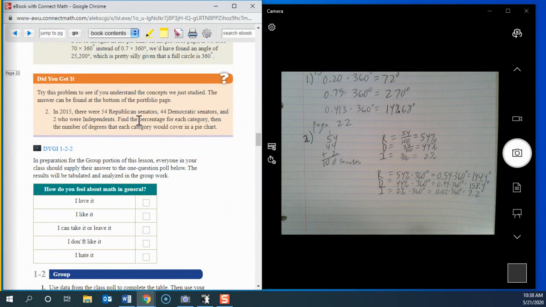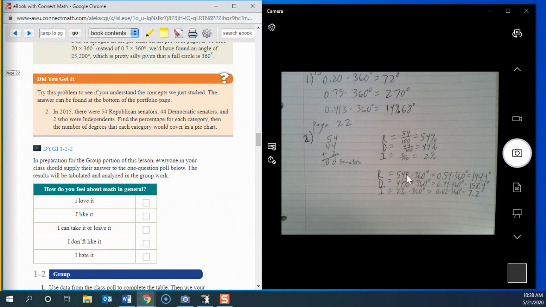Now the second portion, it says then the number of degrees that each category will cover in a pie chart. Now remember, a pie chart is a circle, so we know the maximum degrees of a pie chart is 360 degrees. So we would take these percentages, 54, 44, and 2%, and multiply by the 360 degrees.